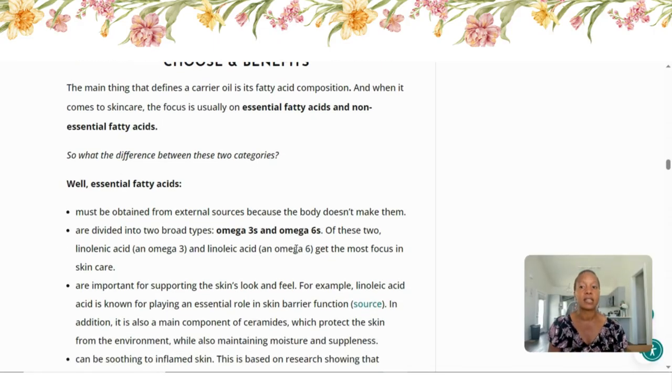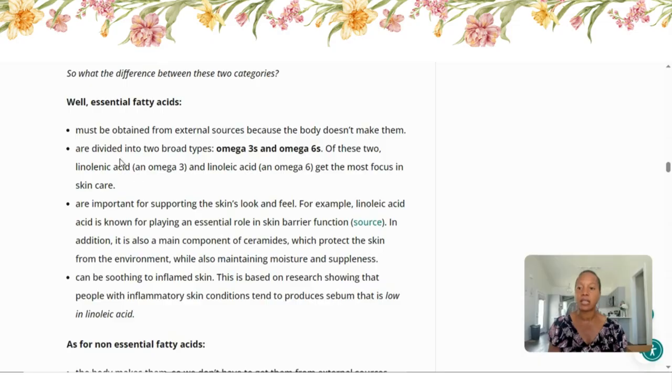Now, what's the difference? So starting off with the essential fatty acids, these are the ones that we have to get from an external source. So we get them through our food. We can get them from oils that we apply topically because the body does not make these. So we must get them from an external source. And in this category of essential fatty acids, there are two main types. There are omega-3s and omega-6s.